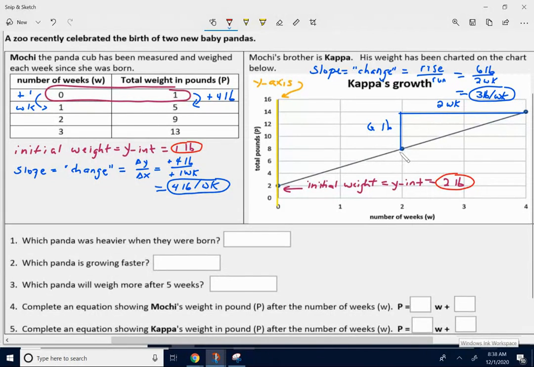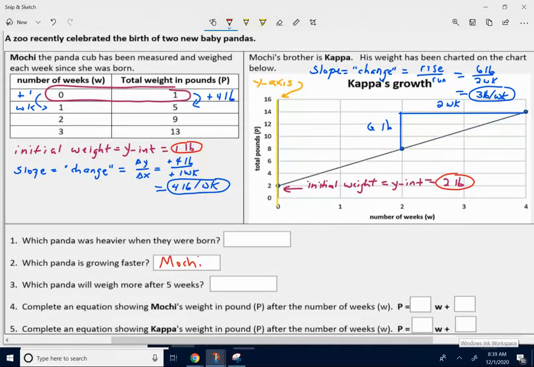For Kappa, if you want to find the change, the slope, it's rise over run. Kappa is rising 6 pounds, running 2 weeks. So the slope would be 6 pounds over 2 weeks, 3 pounds a week. Now you do have to notice that the y-axis is counting by twos, so it's going up 6 pounds instead of just 3, because every space is really 2 pounds. But if Moki is growing 4 pounds a week and Kappa is growing 3 pounds a week, that means Moki is growing faster.